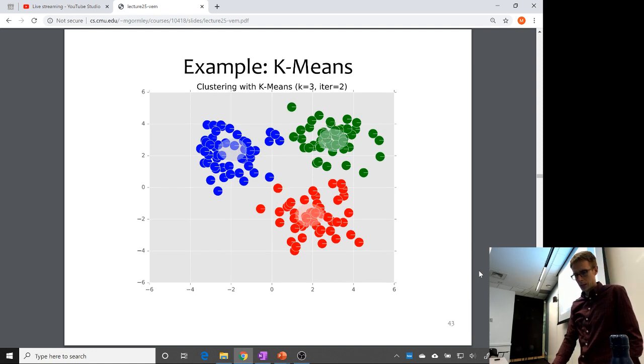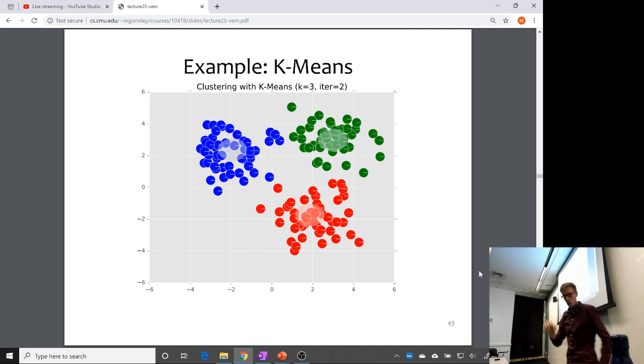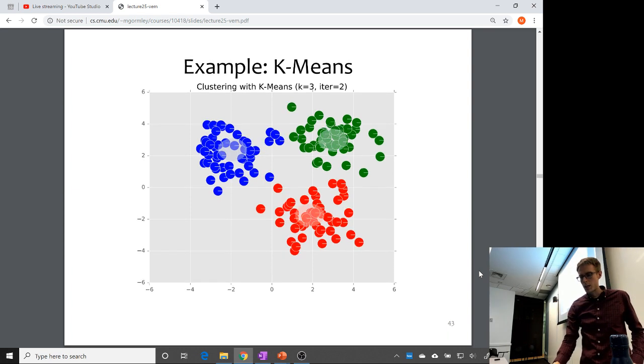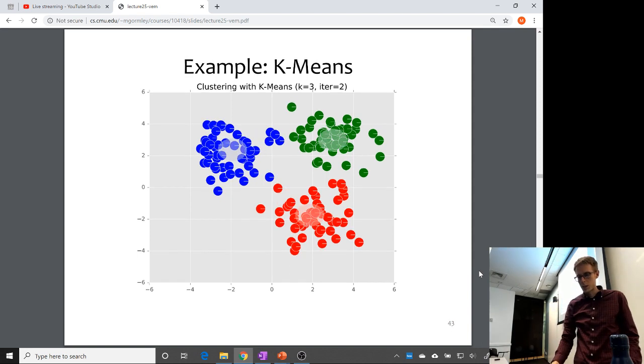You can see there are these two green points right on the very edge that change from blue to green as we're going. And then there are these three red points here that change to blue as the blue cluster moves closer to the center of the blue points.